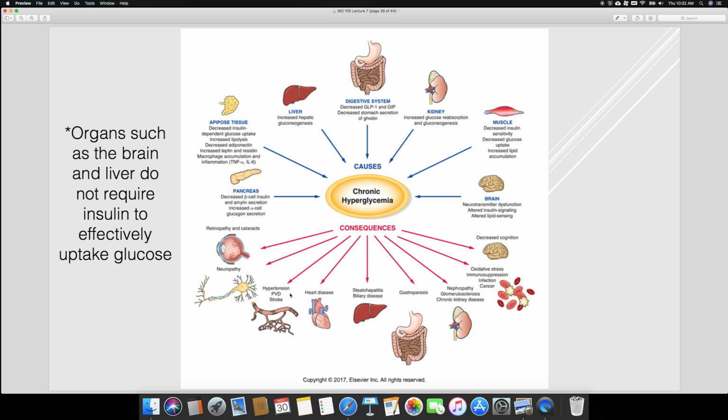So this is just showing all the possible causes and consequences of chronic hyperglycemia. And I just had this little note that organs like the brain and the liver really don't require insulin to take glucose in, which is good, because we don't want the brain to be starved of glucose.